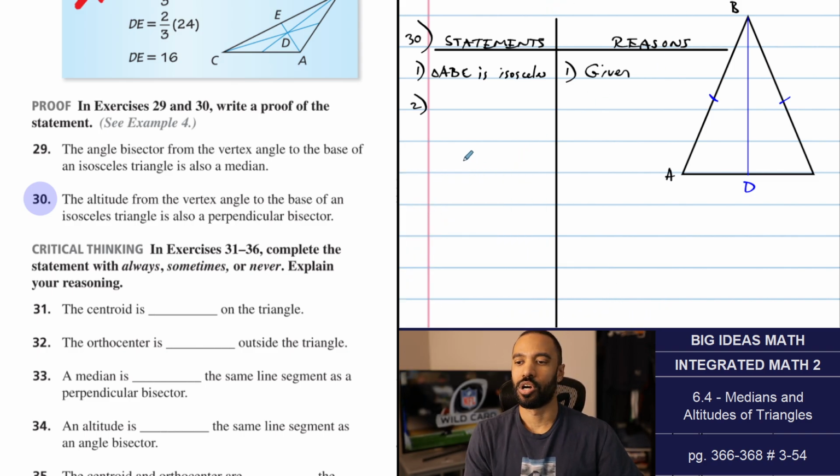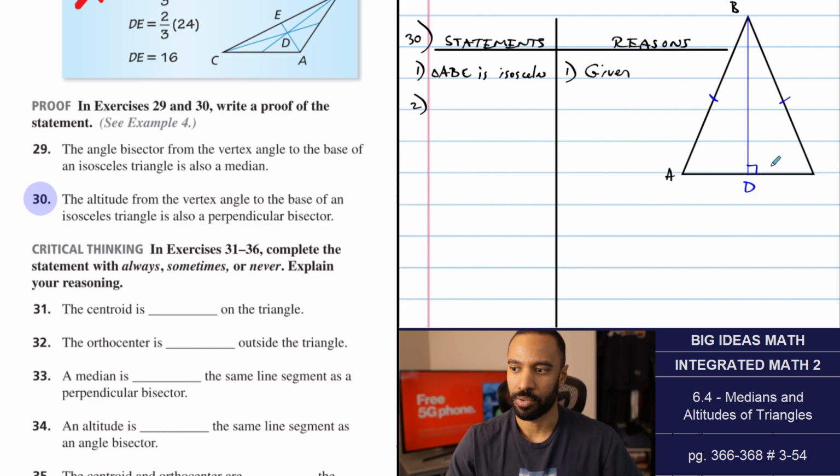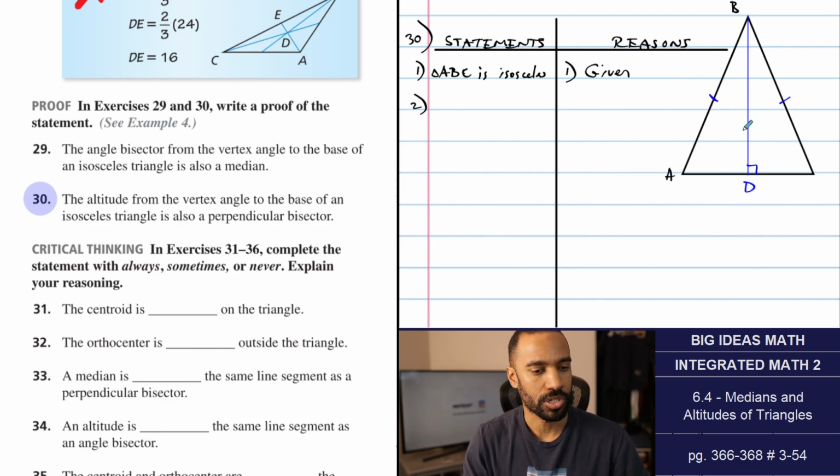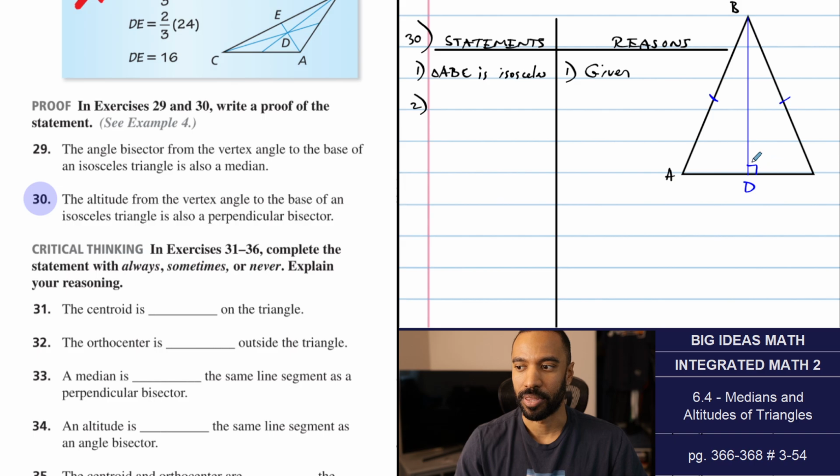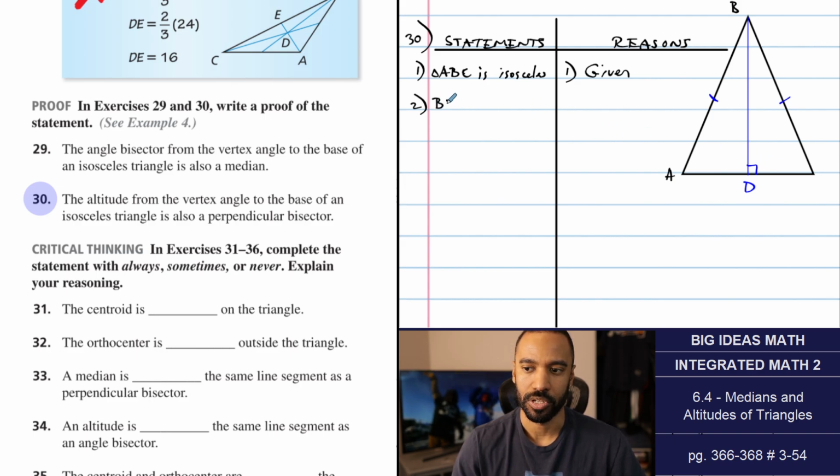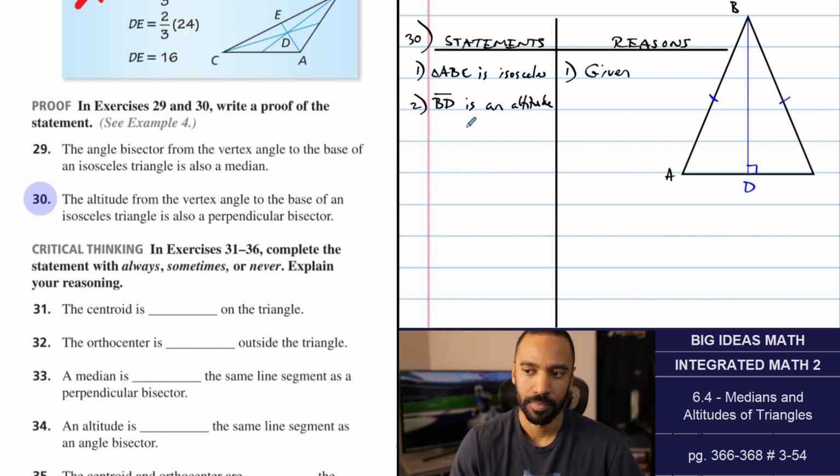All right. So ABC is isosceles. That's given. The next part is that we know that there's an altitude here. So segment BD, and remember, that might not be drawn. We just say it. Segment BD is an altitude.